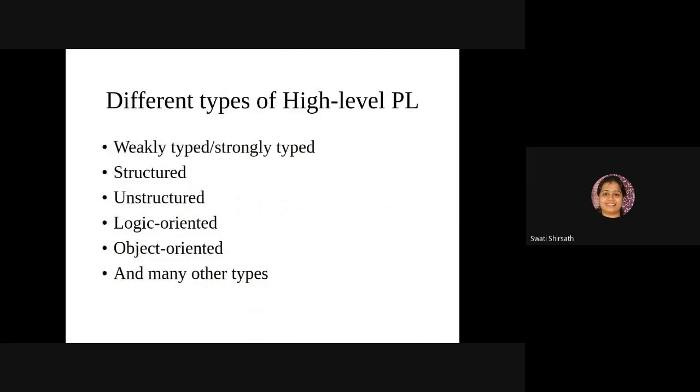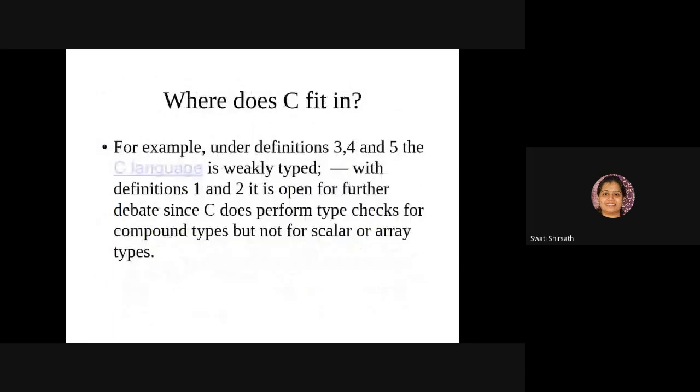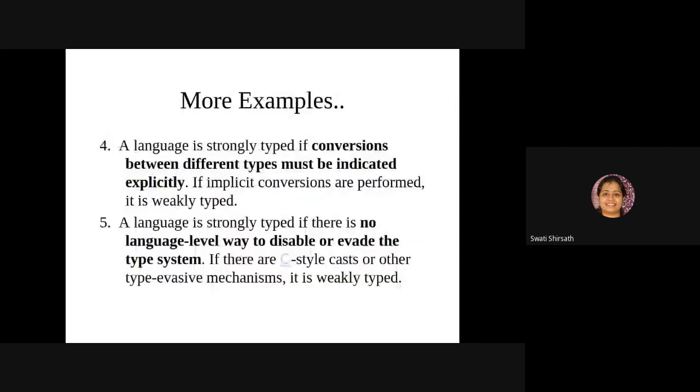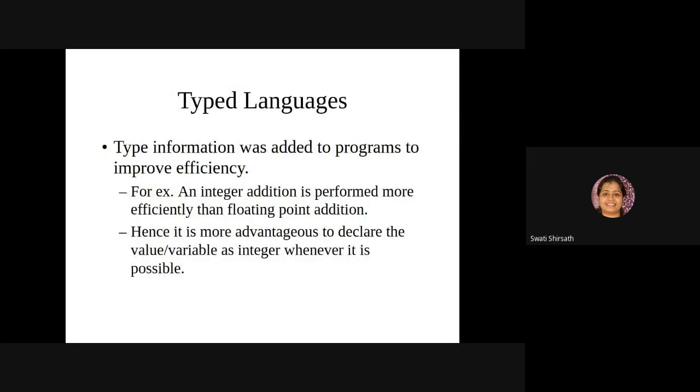Then we have these different types of high level programming languages: weakly typed or strongly typed. Typed यानी not exactly typing. I will explain to you what is typed. Then structured, unstructured. The procedural and functions we were discussing right now fall under structured and unstructured. Then logic oriented, then object oriented, and there are so many types. So these are different types that we will discuss in the next lecture. So there are so many things to be discussed now. Okay. So any doubt till now?